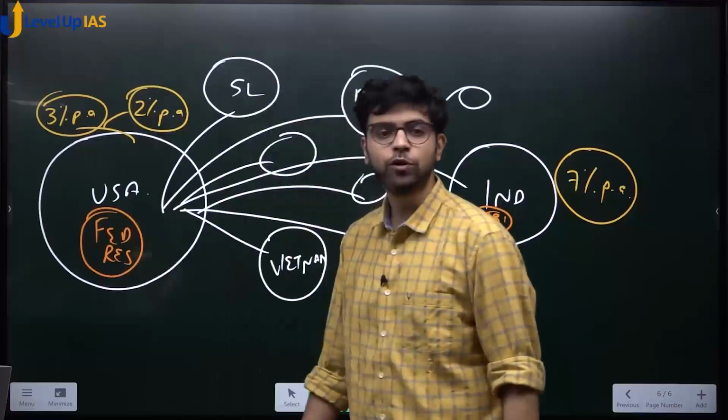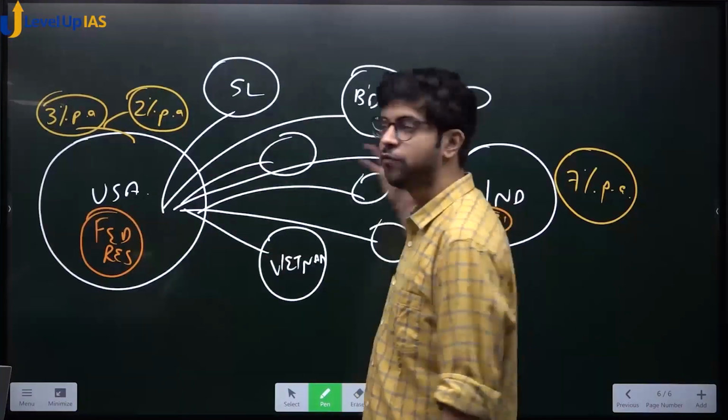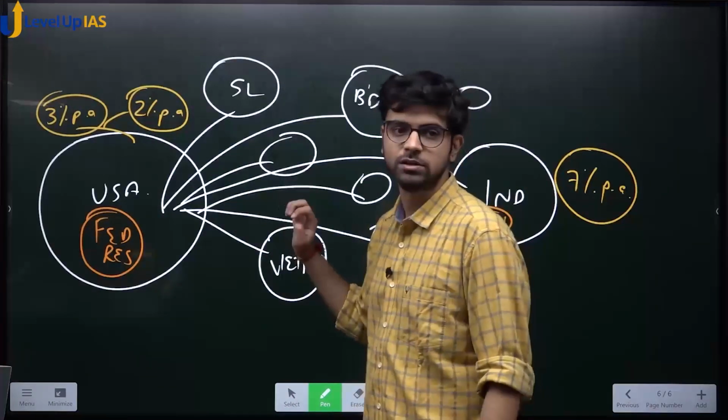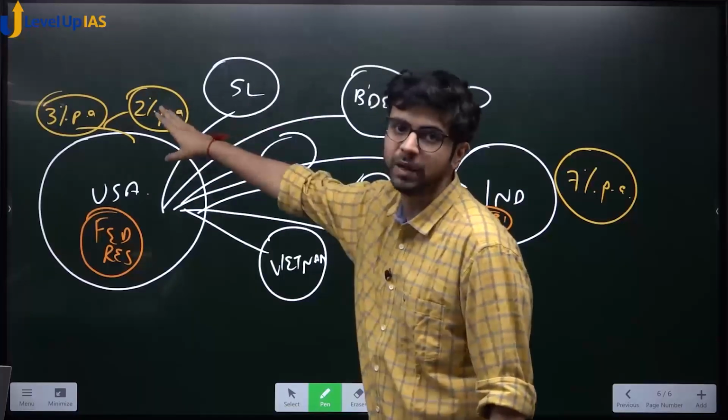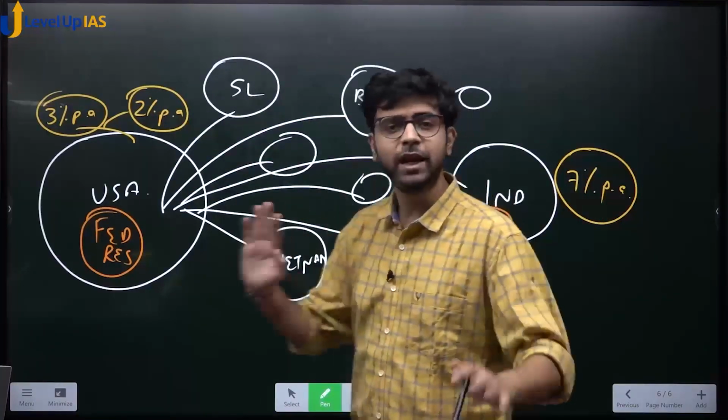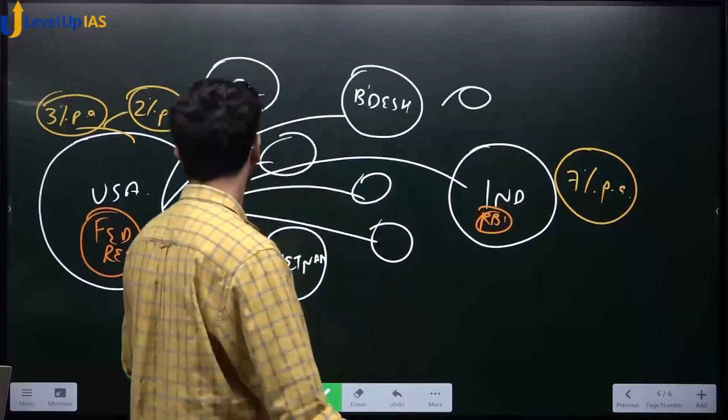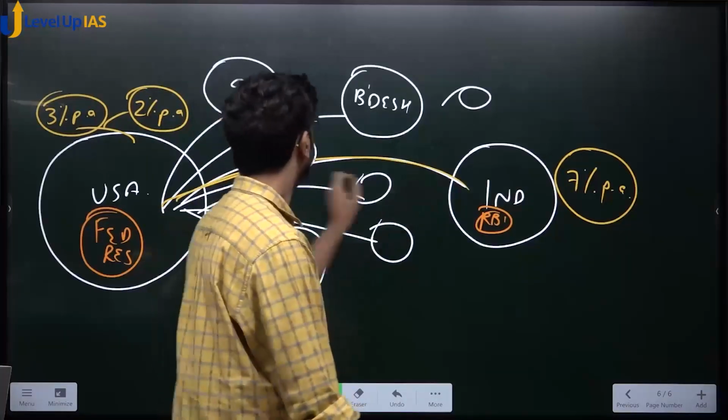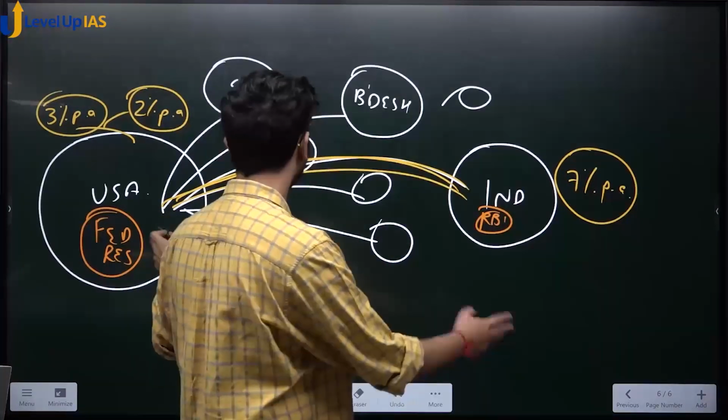What do you think will happen to global flows? Will more money flow here or less money flow here? More money will flow because now 2%, 7%. Very good. India is very happy. Money is flowing constantly. Yes or no? Money is flowing constantly to India because India has 7%.